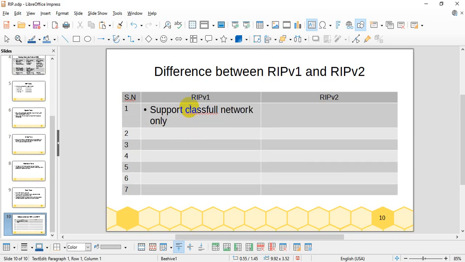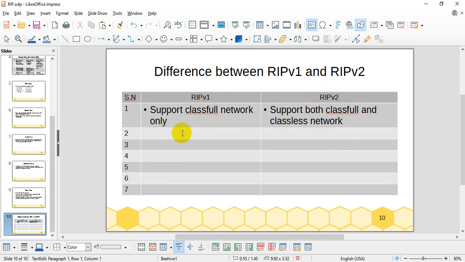RIP version 1 is only supported by the classful network. And RIP version 2 supports both classful and classless networks. Okay? RIP version 2 is supported by both classful and classless networks, as in RIP version 1, it is only supported by the classful network.